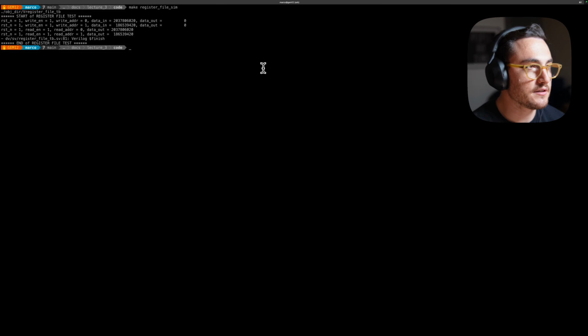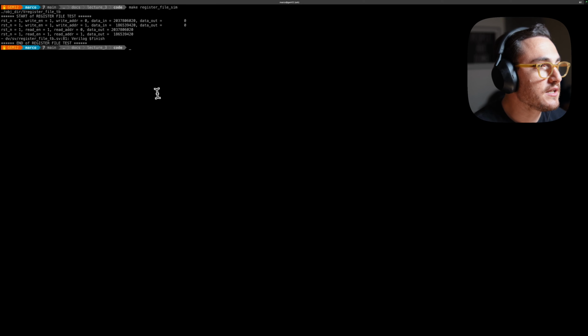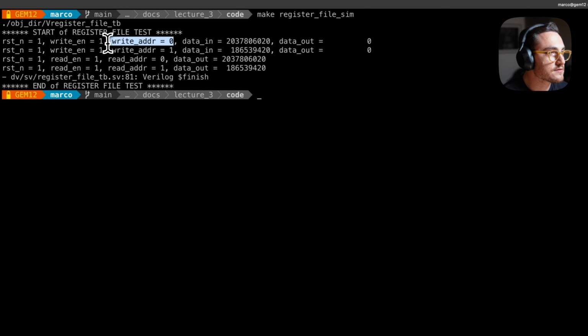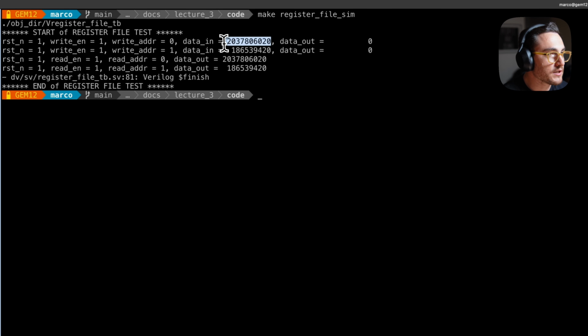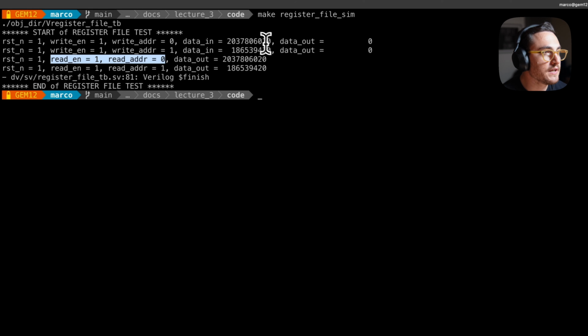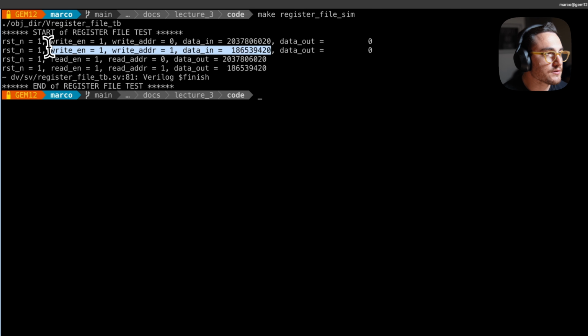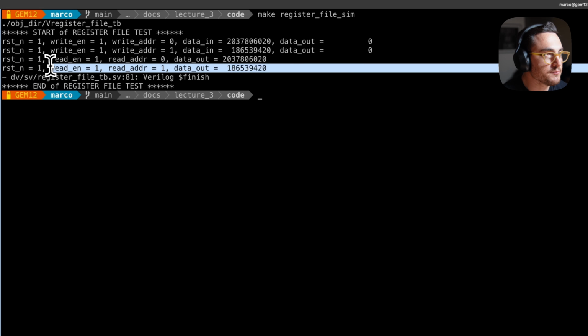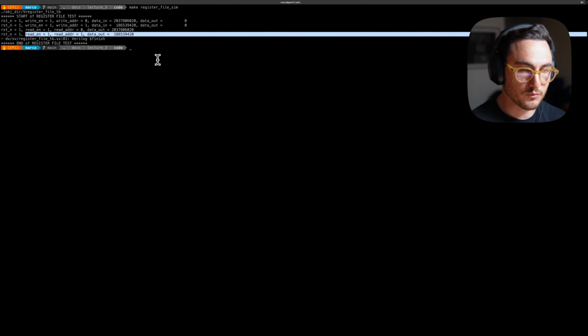Let's hit enter. And you can see that here we are writing to address 0, so write enable is 1. This data, whatever it is, is the random data that we generated, and we are reading back that data when we read from address 0 with read enable 1, and the same thing goes for address 1. When we write, we read back the same value. So this is how the register file works.